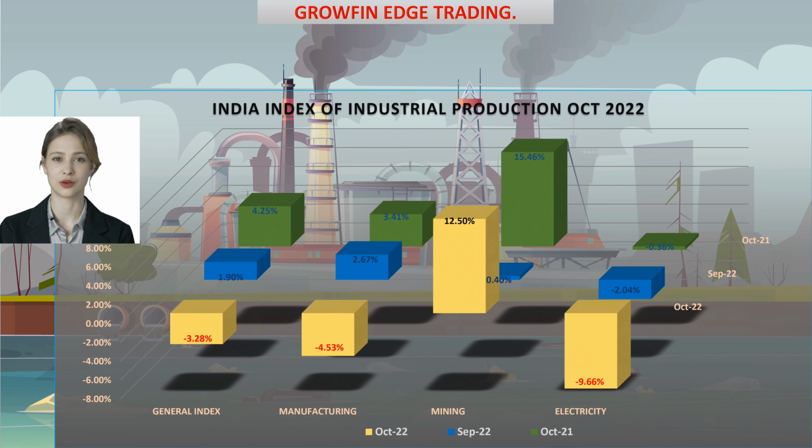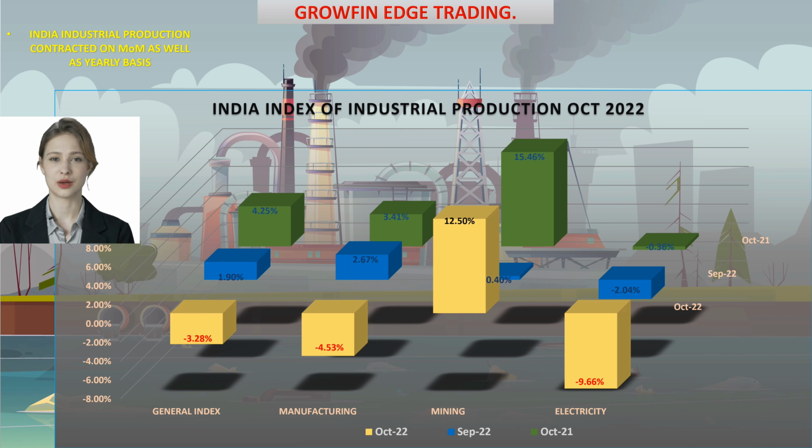India's IIP decreased by -3.28% in October 2022 versus +1.9% in September 2022 and versus 4.25% in October 2021, indicating India's IIP contracted on month as well as yearly basis.